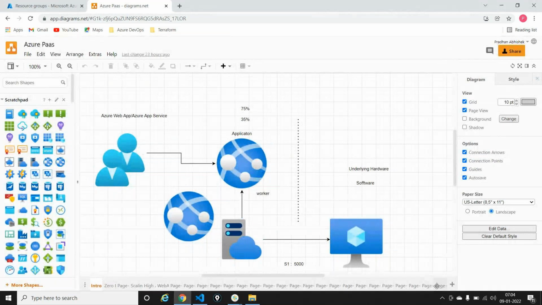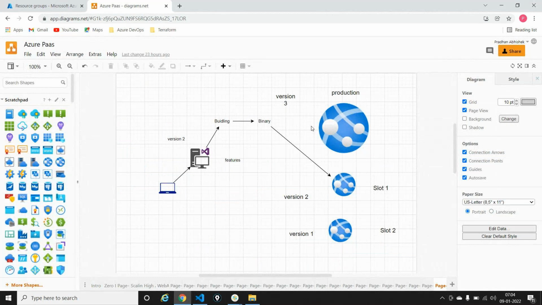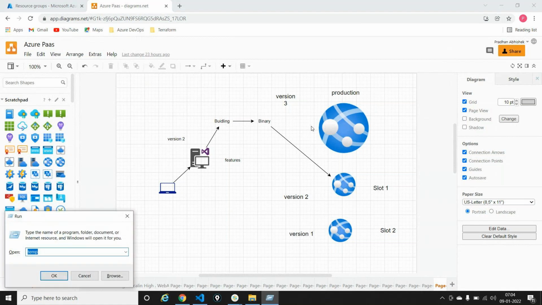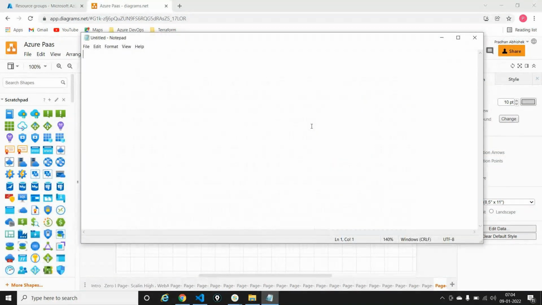And here we are. So this is what we were talking about in yesterday's session. We were trying to look at how you achieve something known as a zero-downtime deployment. So we said that if you have an application and you want to do deployments to it, then you could be using something called deployment slots.